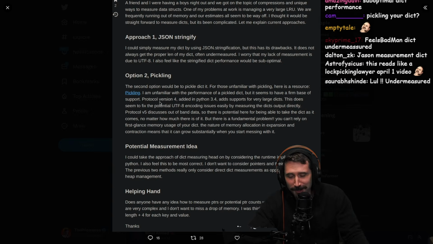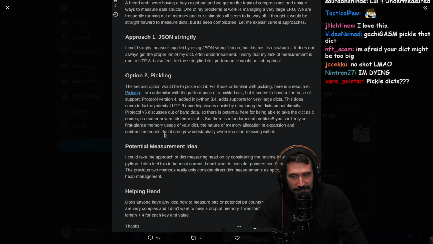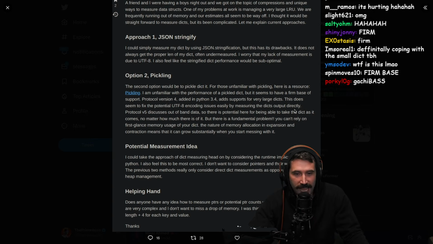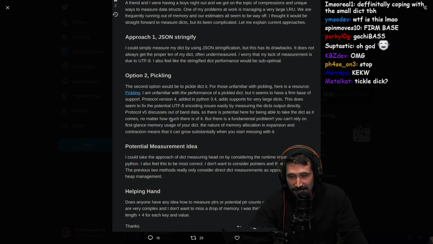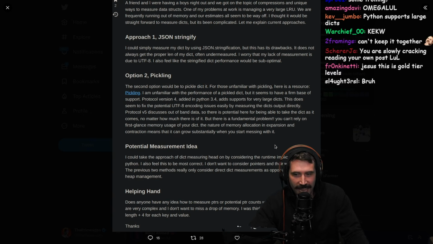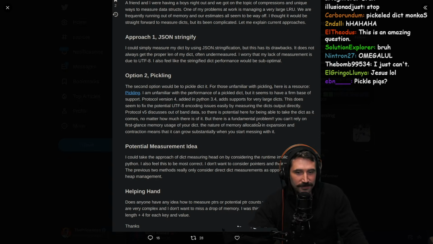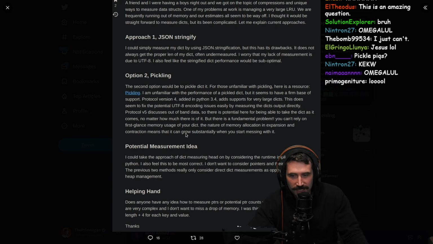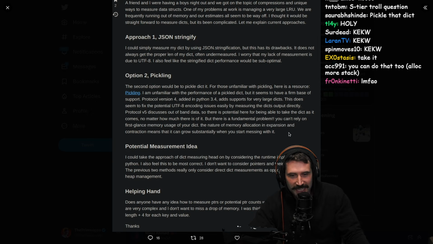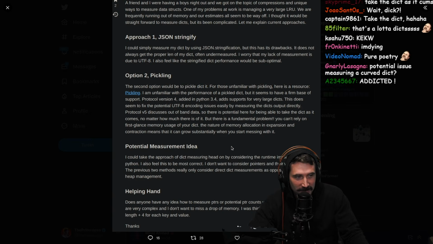The protocol version 4 added in Python 3.4 adds support for very large dicts. This does seem to fix potential UTF-8 encoding issues easily by measuring the dict's output directly. Protocol v5 discusses out-of-band data. So there is a potential here for being able to take the dict as it comes, no matter how much there is of it. But there is a fundamental problem. You can't rely on a first-glance memory usage of your dict. The nature of memory allocation is in expansion and contraction means that it can grow substantially when you start messing with it.